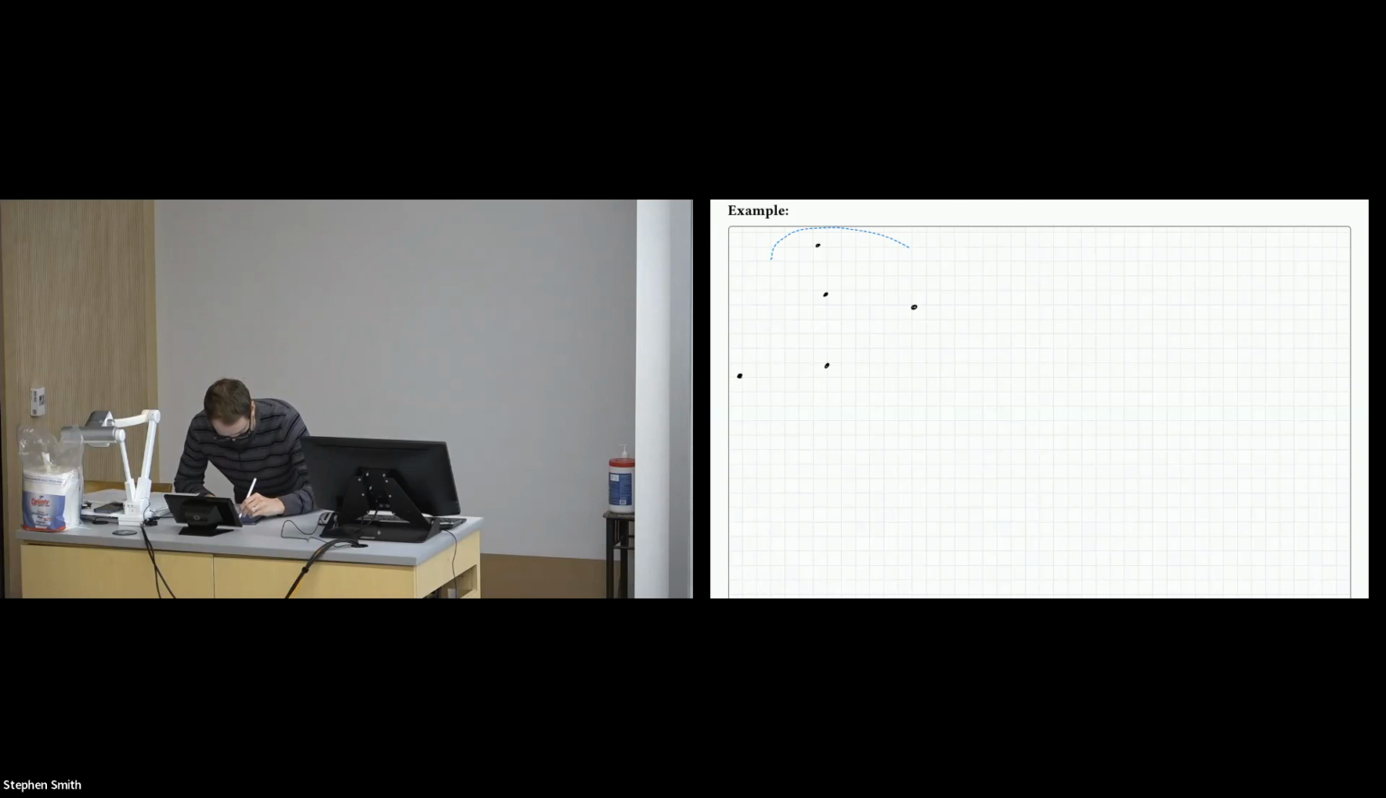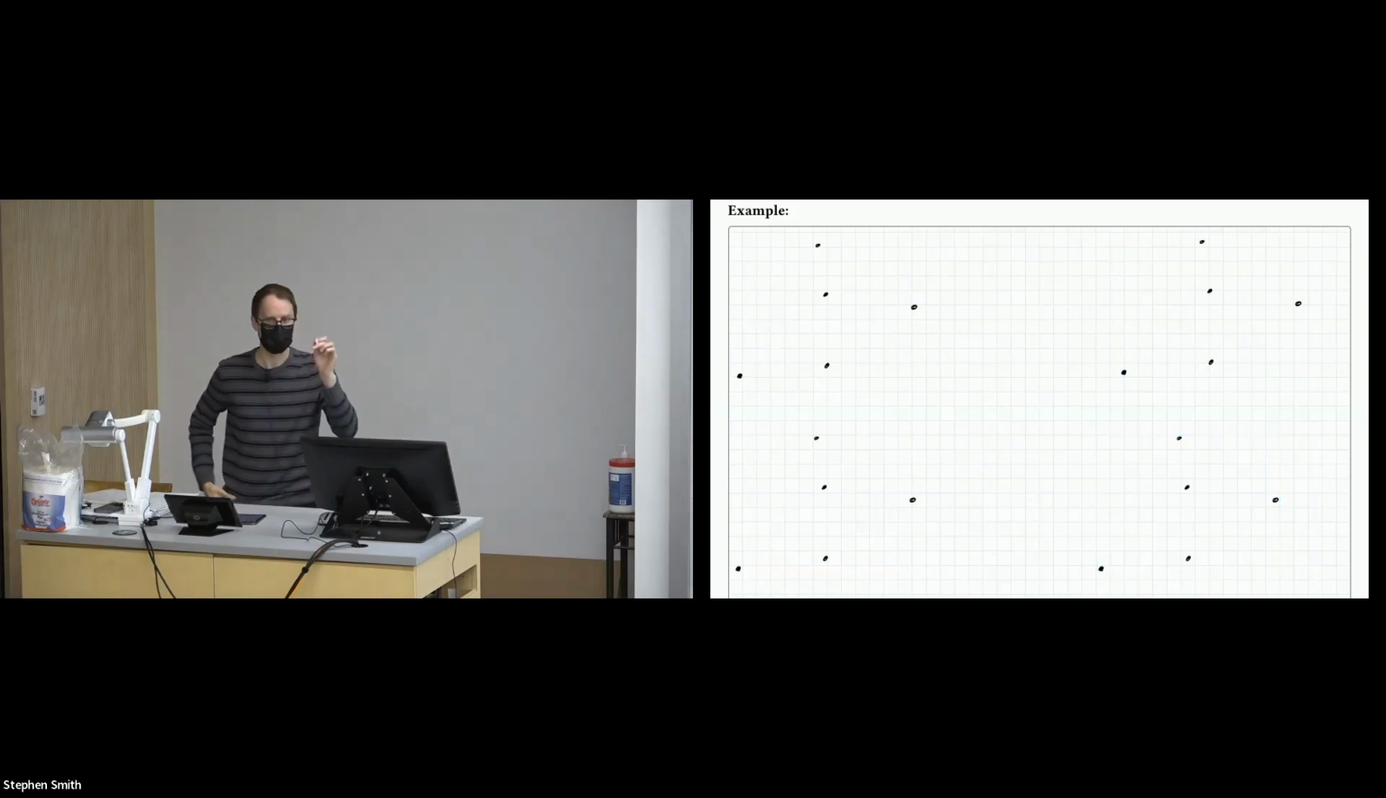Okay. And then I'm going to copy this cloud and paste it a few times. There, and there. Okay. That way I just have my same set of dots to show the different pieces of the procedure. So step one is going to be compute minimum spanning tree.